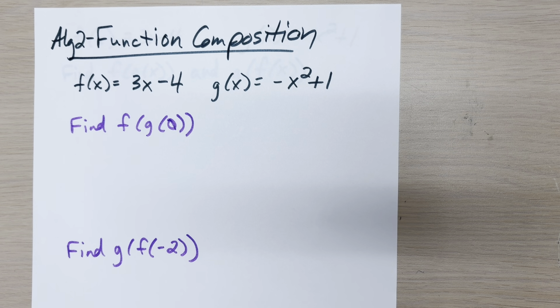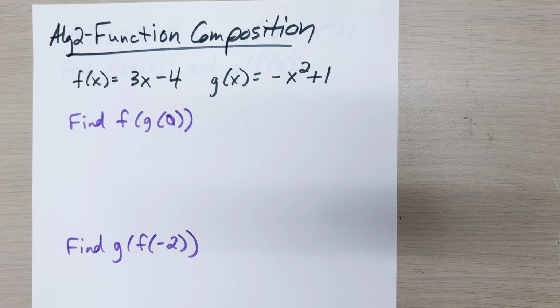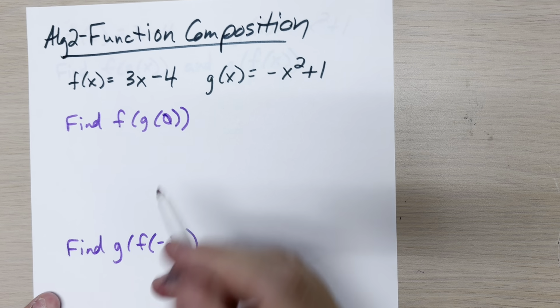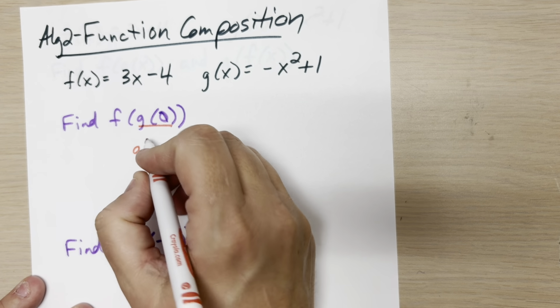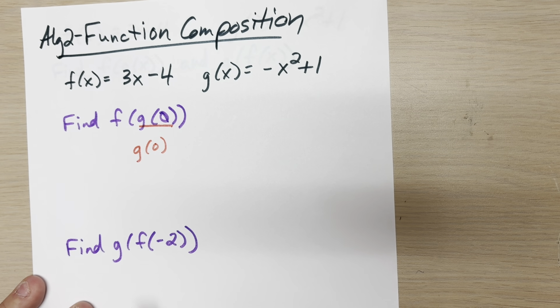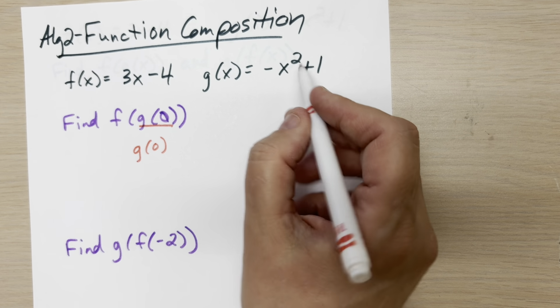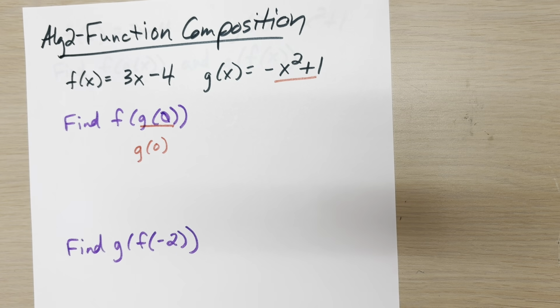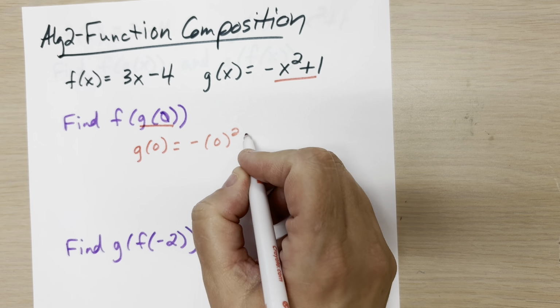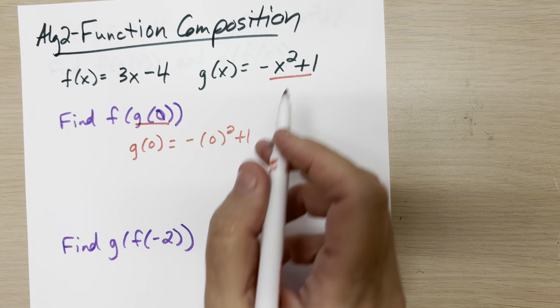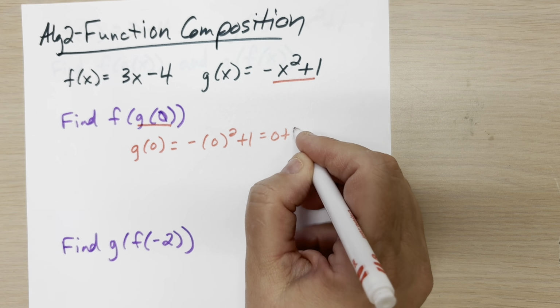The first thing that they're going to have you do is to evaluate some things. So first they want you to find f of g of 0. When we're dealing with evaluation, we work from the inside out. So the first thing we're going to do is find g of 0 using the g of x function rule. So I've got negative 0 squared plus 1, which we know is just 0 plus 1 or 1.